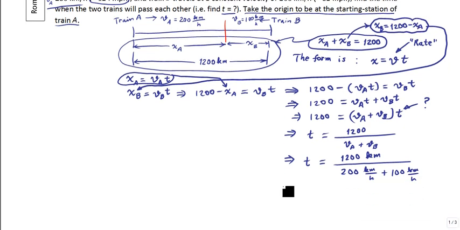That means that t, notice that the kilometers cancel from the top and bottom, and this hour is going to actually pop up on top over there. So we get 1200 divided by 300 hours. Notice also that I can cancel these two zeros with those two zeros, and so finally what I'm left with is 12 divided by 3, or t equals 4 hours.